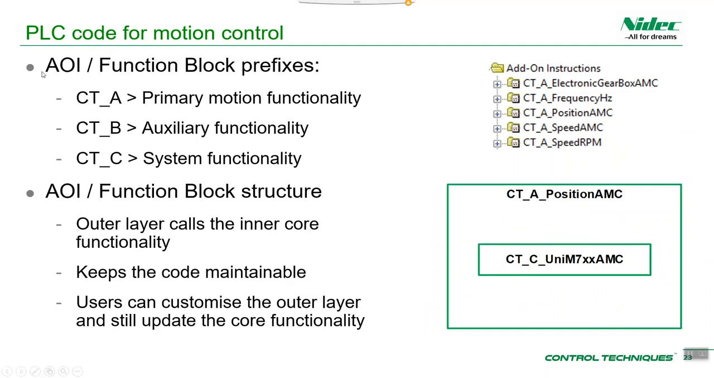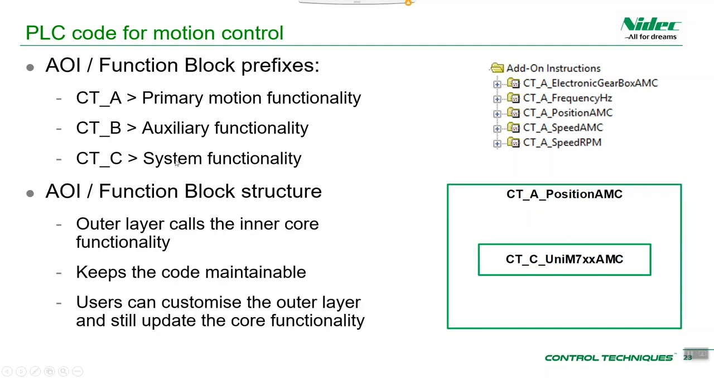The function blocks themselves have been categorized. You can see we have 3 different prefixes for each of the different categories of function block, or AOI, that are available to you. Things that start with the prefix CTA are primary motion functionality. So these function blocks here, electronic gearbox, frequency hertz, position AMC, etc., are your main motion functionality. CTB, things that are marked with CTB, are auxiliary type functionality.